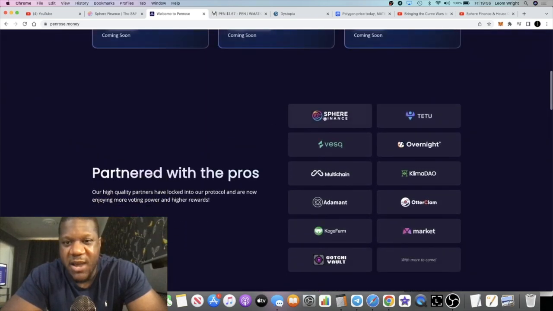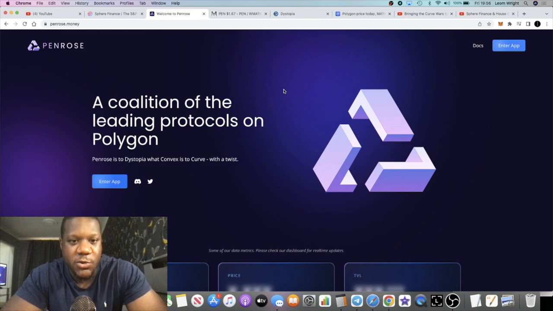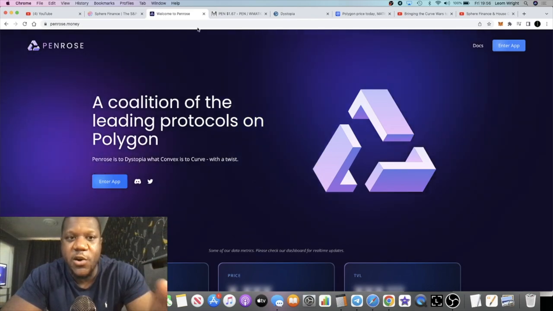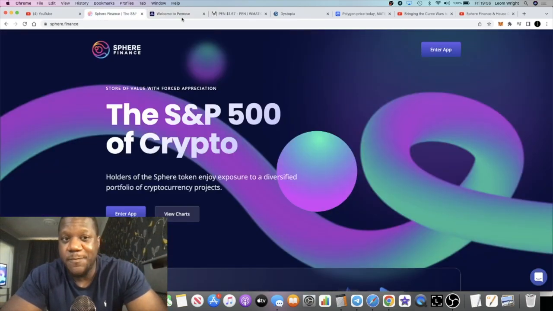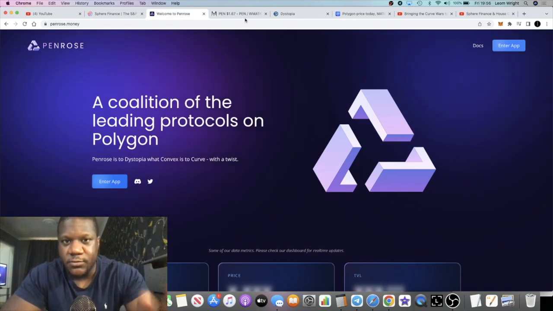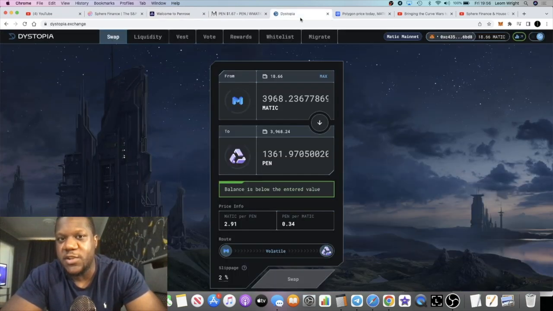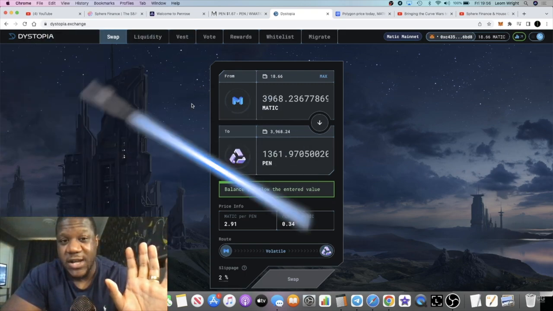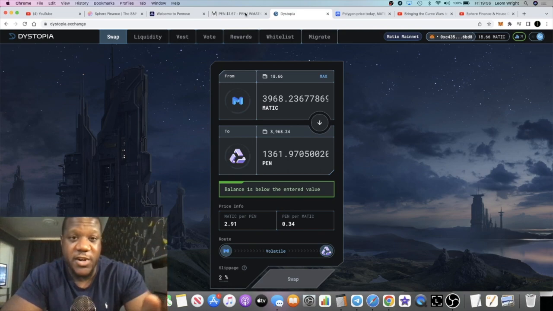If you look on the Penrose website, you can see Sphere is up here. We know that Sphere Finance also bought Tetu Swap, and they're doing the quantum liquidity and all that sort of thing. So they're building out their own ecosystem. And Penrose is an answer to Curve, right, guys? So you've got Dystopia and Penrose. Or should I say Penrose is the answer to Convex, which I believe is the fifth highest TVL in liquidity providing services. And you have Curve, of course. Everyone knows what Curve is.